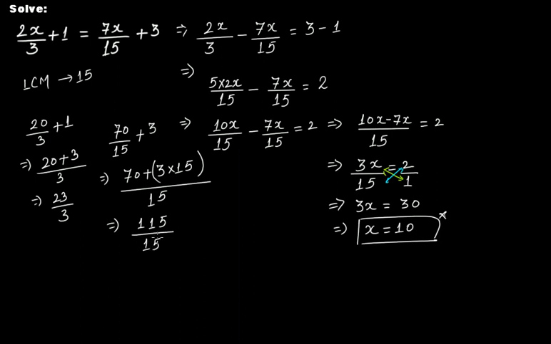If you take the highest common factor, you get highest common factor as 5. 115 divided by 5 means 23. 15 divided by 5 means 3. So yes, this is coming correct. The answer is correct.